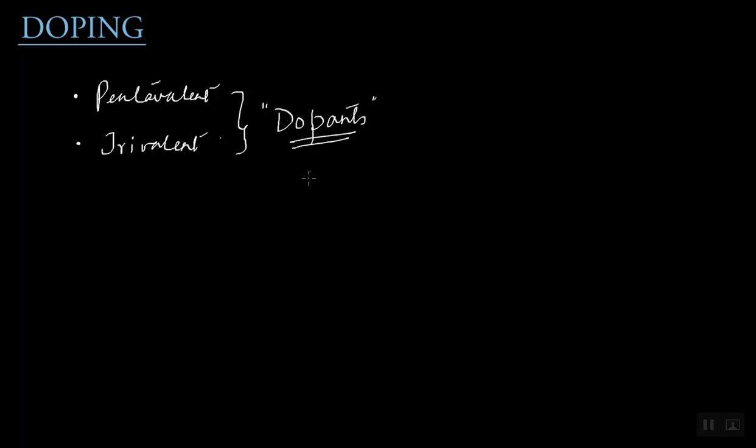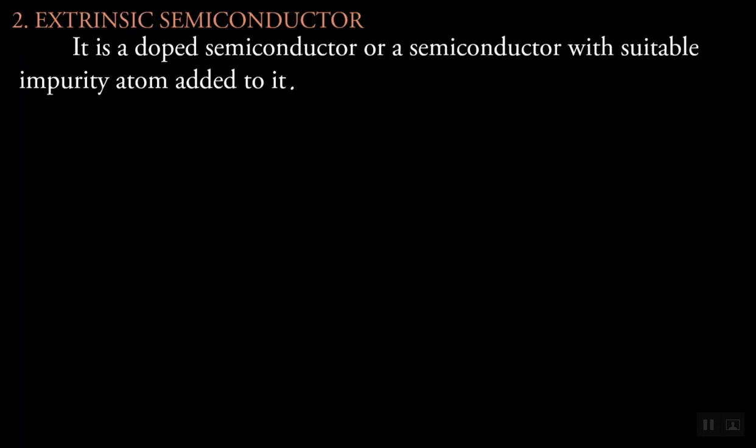There are methods by which we dope a semiconductor. Okay, but I'm not going to discuss those methods right now. Got it? Okay. So because of doping, what happened now? We are adding impurity atoms. Then the pure semiconductor becomes impure. Yes or no? Now it becomes impure, right?